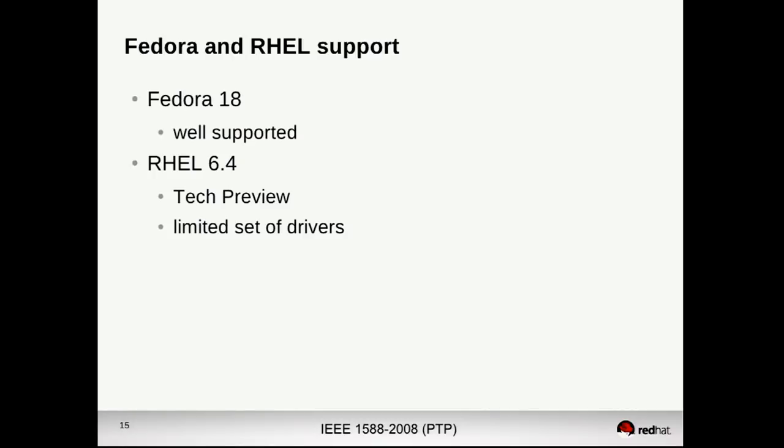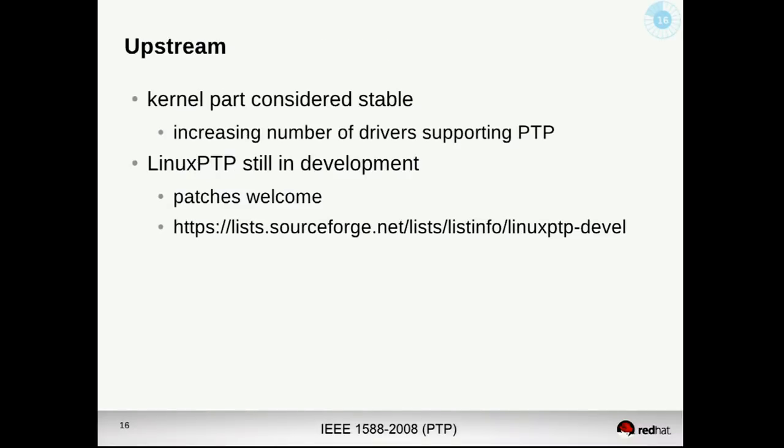As for Fedora and RHEL support, Fedora 18 contains the ptp4l or Linux PTP package, contains kernel support, and it should work basically out of the box. RHEL 6.4 includes PTP as a tech preview and only for a limited set of drivers. So, upstream, the kernel part is considered stable. The number of drivers supporting PTP is increasing. And the user space part, the Linux PTP project, is still in development, and patches are certainly welcome.